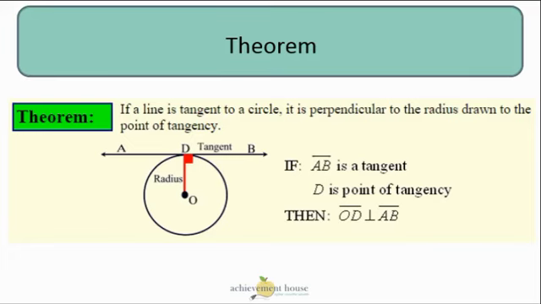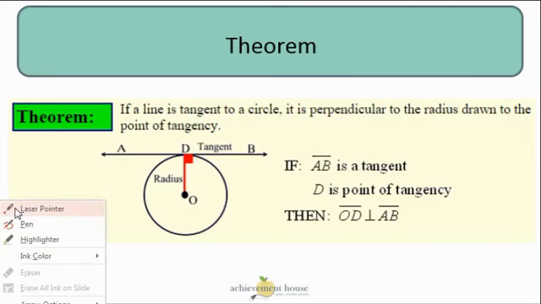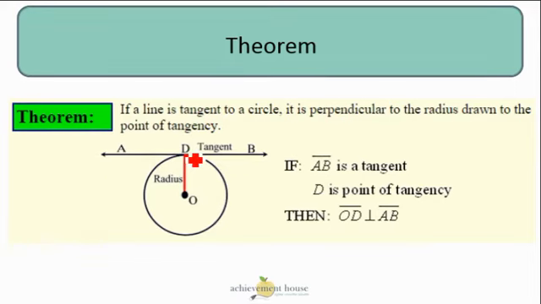If a line is tangent to a circle, it is perpendicular to the radius drawn to the point of tangency. And the point of tangency is simply the point on the circle that the line is tangent to. So the point that the line intersects on the circle, right there, that's the point of tangency.